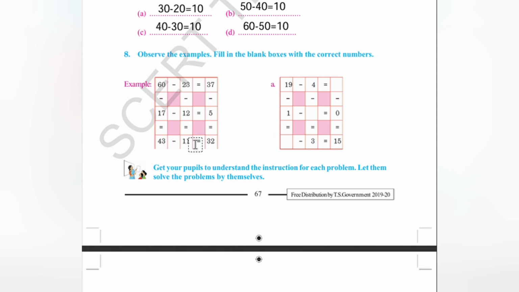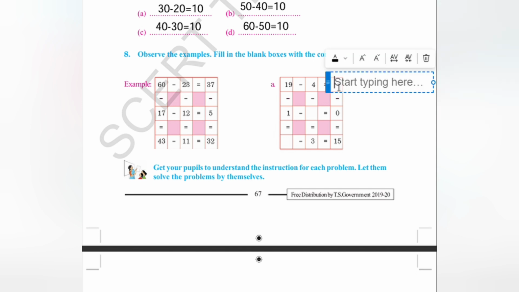43 minus 11, 43 minus 11 means 3 minus 1, 2. 4 minus 1, 3. 60 minus 17, 10 minus 7, 3. So here 5, 5 minus 1, 4. 23 minus 12, 3 minus 2, 1, 2 minus 1, 1. 37 minus 5, 7 minus 5, 2. Write 3 below. 19 minus 4, 9 minus 4 is 5.